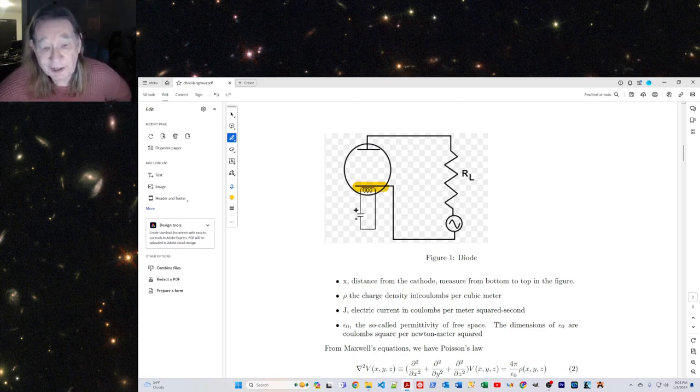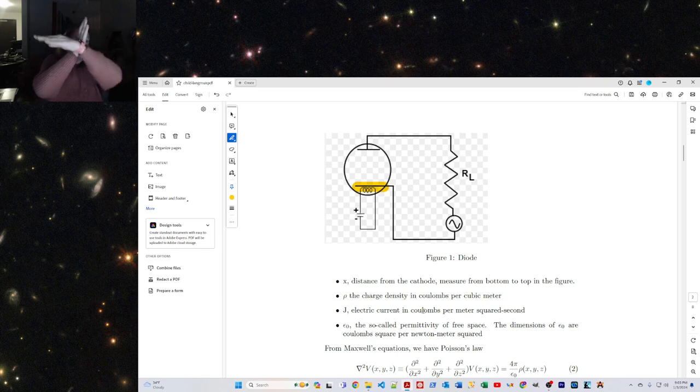Rho is the charge density in coulombs per cubic meter. J is the electric current in coulombs per second per meter squared. The idea here is that suppose you have a surface and you have current flowing through it. The bigger the surface, the more current flows. So to get what's called the current density, you divide by the surface area. That's why the units of J are coulombs per second per square meter.